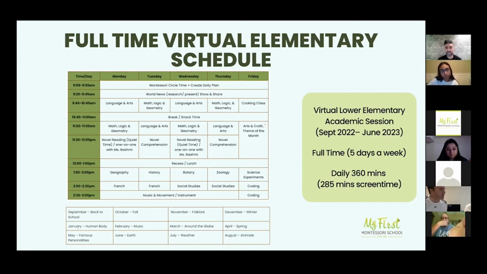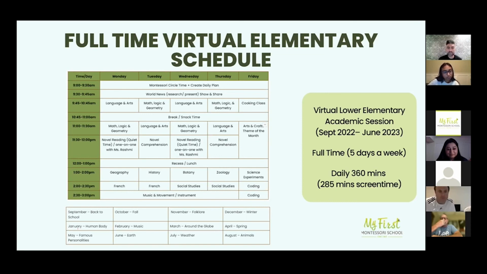We do a Montessori circle time in the morning for the first half an hour. Then we do 15 minutes of world news. They research and present and do a show and share of what's happening in the world. And we do that every day, which is extremely important for the Montessori elementary program. And then between 9:45 and 10:45, they'd have either language arts, math, logic, or geometry. And then on Friday, we keep a cooking class. Then we take a break for 15 minutes between 10:45 and 11.